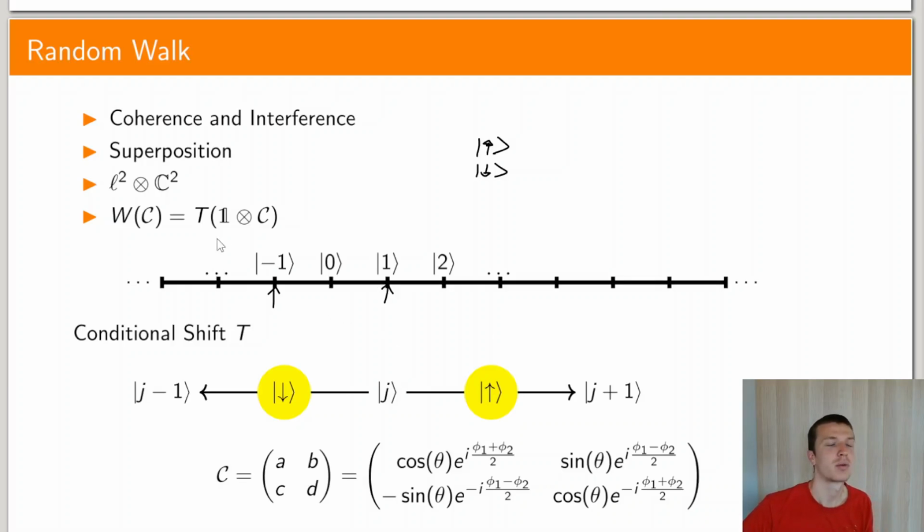And what we do in each step, we first apply a coin flip operator, that is this unitary operator, which can be parameterized using three angles. And afterwards we do a conditional shift. Conditioned on whether we have the up state, we go up the line, so we move from, let's say, 1 to 2 or from -1 to 0. And if we were in the down state, we would go exactly in the opposite direction.